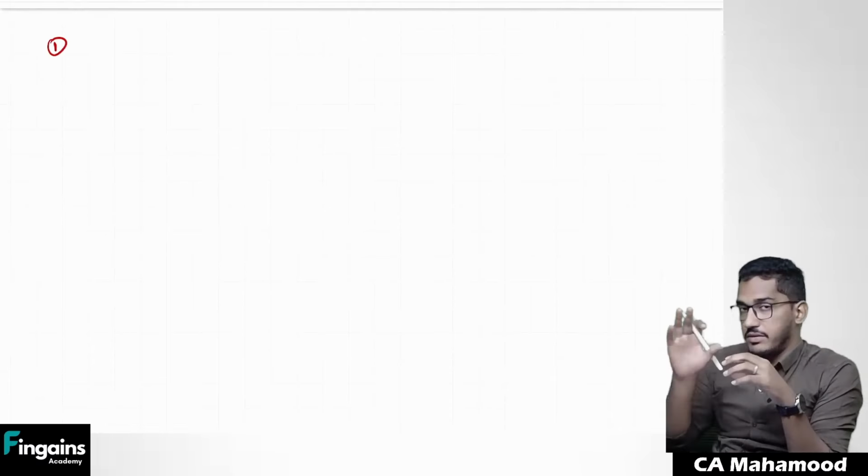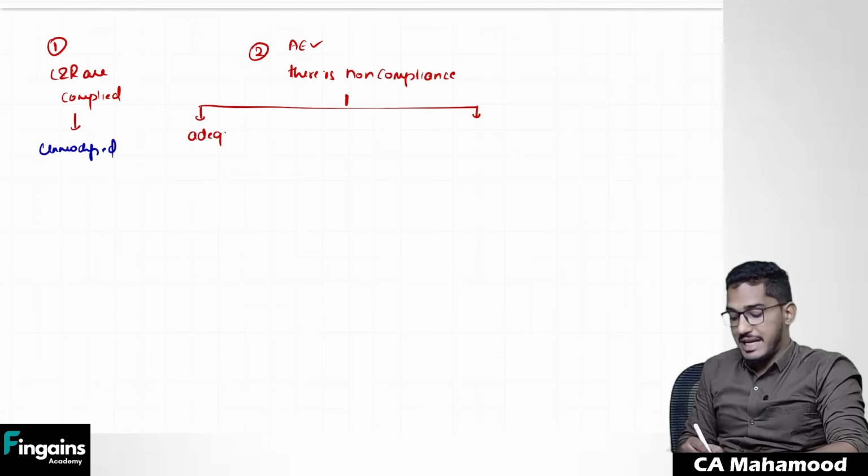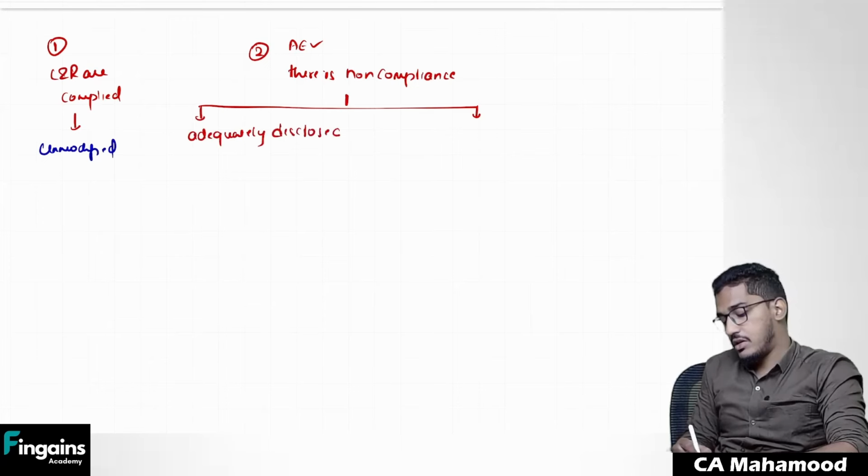Okay. Second case, you have obtained audit evidence that there is a non-compliance. Your client did not comply with some laws and regulations. You have clear-cut evidence, pakka evidence, that your client has violated so-and-so law and regulation. Now what will you do? Directly modify? No. The standard says one more thing. If you find non-compliance, first you need to check whether it is adequately disclosed or not adequately disclosed.